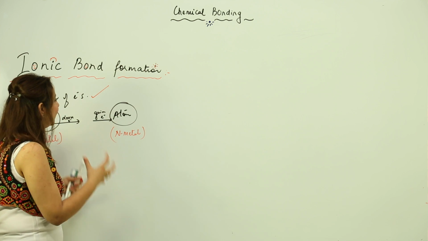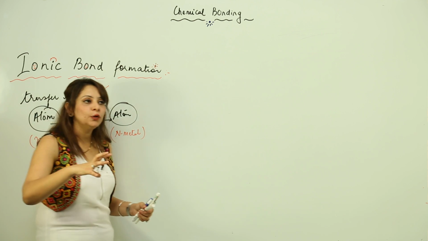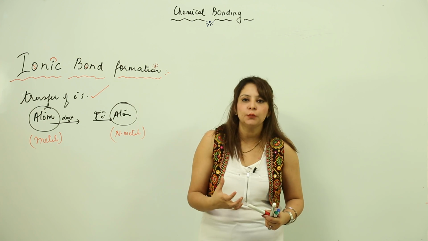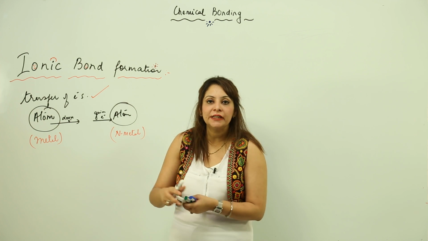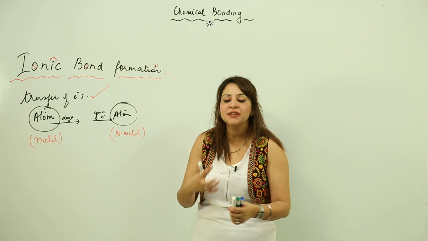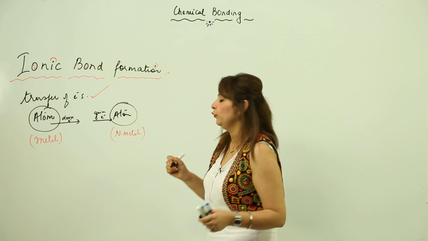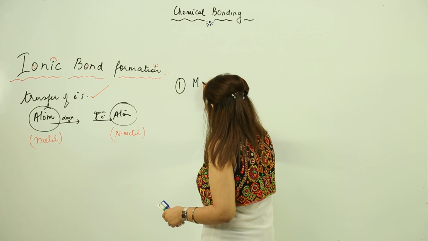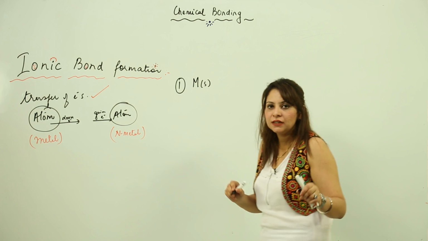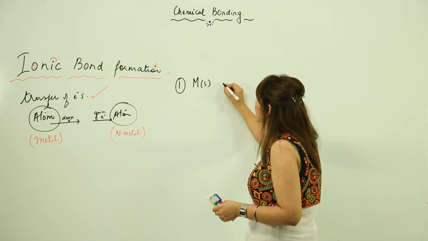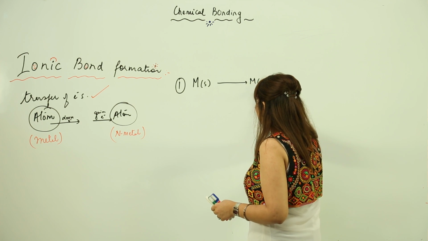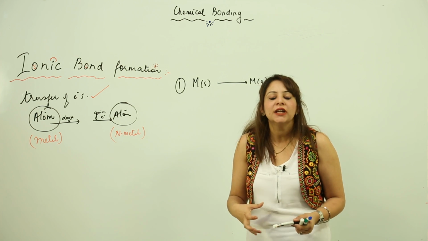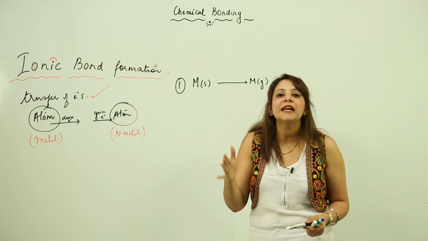So now we are looking for the factors that govern the ionic bond formation. We will see with a general example what happens in ionic bond formation and what the steps involved are. The first step is that we need to convert the metal, which is in solid state, into a gaseous state, because whenever we are adding or extracting an electron, it is always done when the atom is in gaseous state.